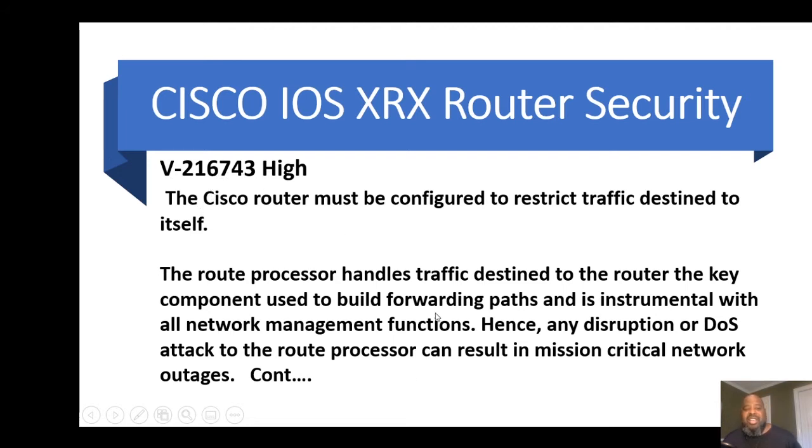216743 is a high. Cisco router must be configured to restrict traffic destined to itself. The route processor handles traffic destined to the router, the key component used to build the forwarding path, and is instrumental with all network traffic management functions. Hence, any disruption or DDoS attack to the route processor can result in mission critical outages.